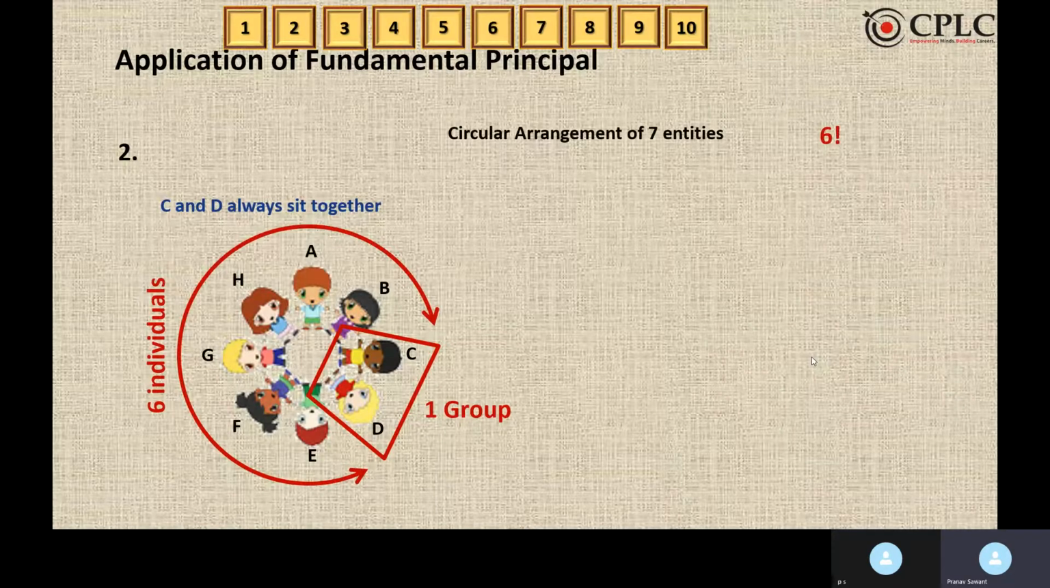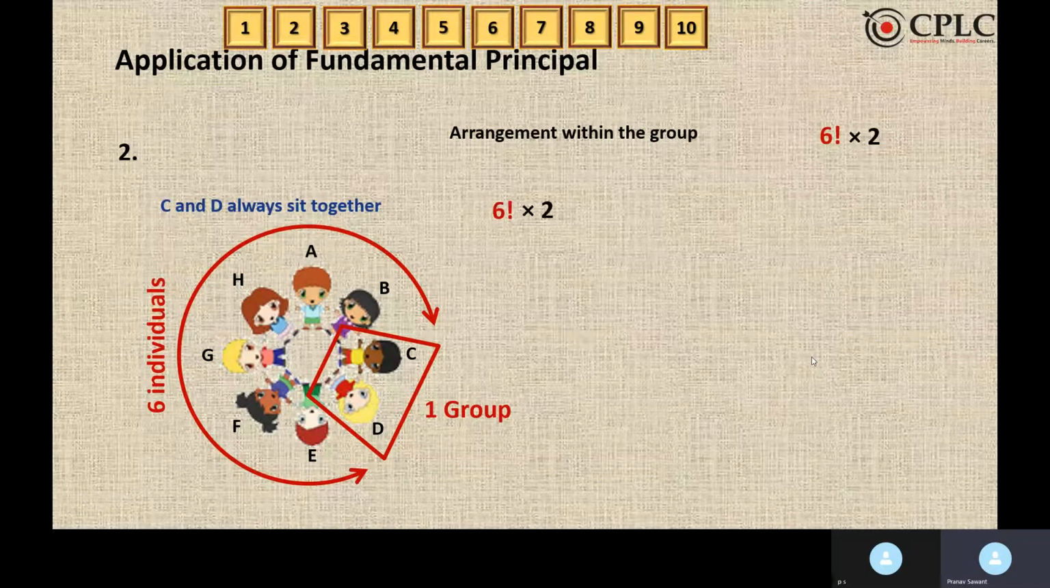Now, 6 factorial is not the final answer because C and D can also sit interchangeably between them. Means we'll have to multiply by 2. So 6 factorial into 2, that is option 3, is the final answer.